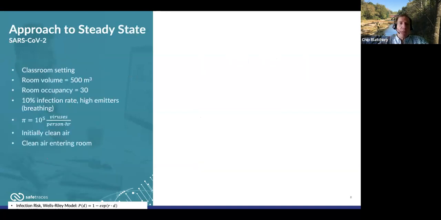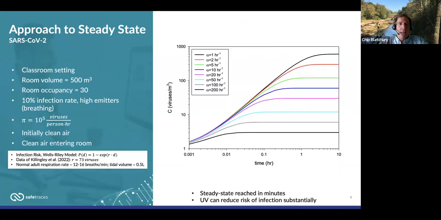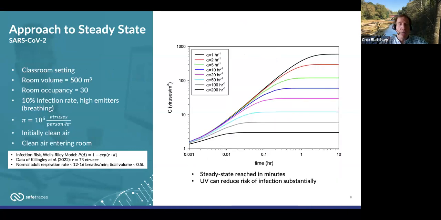All right, so what I did was to apply the model to a setting that was a room with a volume of about 500 cubic meters and an occupancy of about 30. So this is sort of a typical classroom in a university setting or at an elementary school. I assumed also that 10% of the people in the room were infected and that they're what are identified in the literature as high emitters and emitting just by natural breathing. Under those conditions, such a person would be emitting something like 10 to the 5th viruses per person per hour.